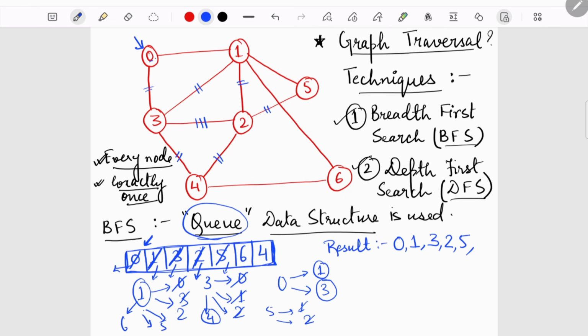After this, we are going to visit node 6. Which are the nodes adjacent to 6? 1 and 4. These are already visited nodes. So we are simply going to take 6 out of the queue and put it into the result section. After this, we are going to visit 4. Now no more node is left, so we take 4 out of the queue and put it into the result section. And if you print this particular order, then this is equal to the breadth first search traversal of the given graph.